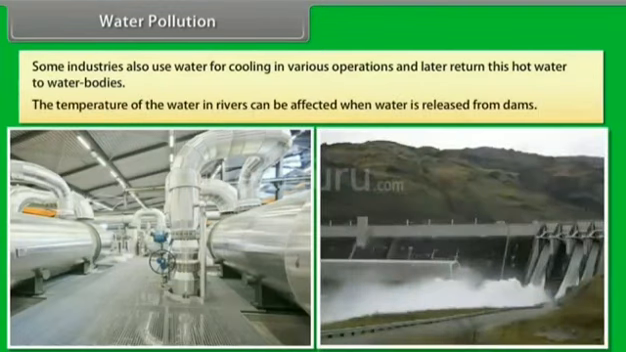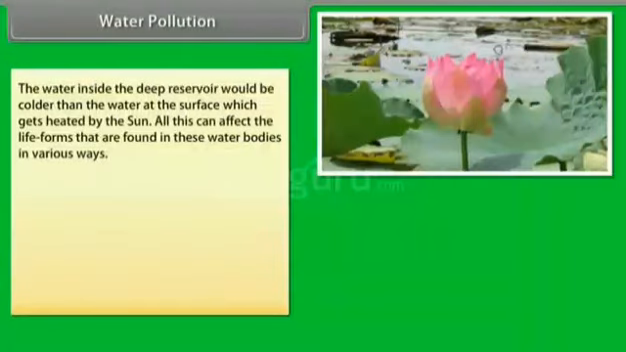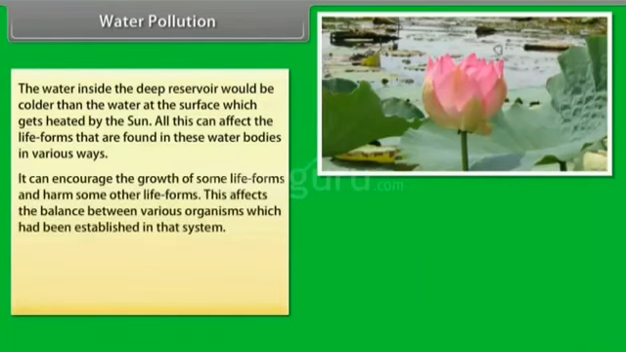The temperature of the water in rivers can be affected when water is released from dams. The water inside the deep reservoir would be colder than the water at the surface, which gets heated by the sun. All this can affect the life forms that are found in these water bodies in various ways. It can encourage the growth of some life forms and harm some other life forms. This affects the balance between various organisms which had been established in that system.